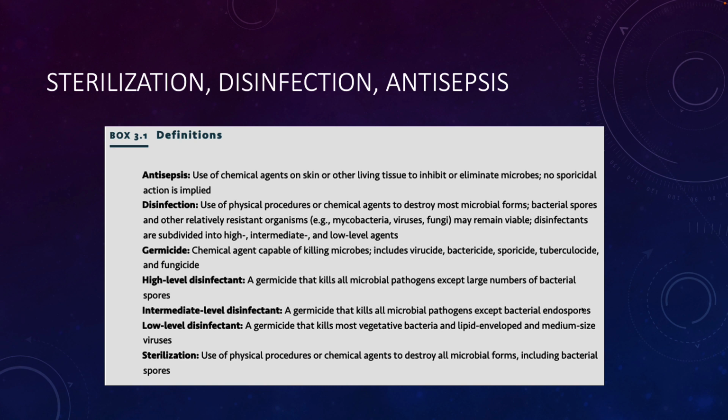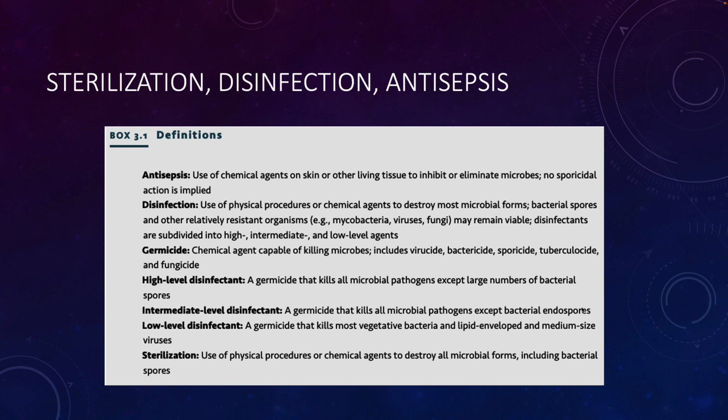So disinfection and antisepsis are a little bit different. Remember, antisepsis is going to be on living skin. So an antiseptic is something you use on living skin or other living tissue. A germicide is a chemical that's capable of killing microbes. And you can have virucides, bactericides, sporicides, tuberculosides, or fungicides. So it's just kind of a general term.